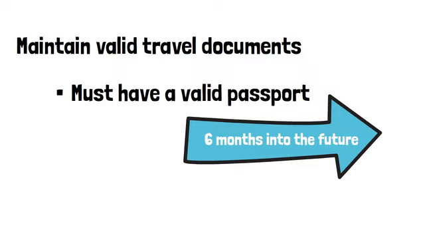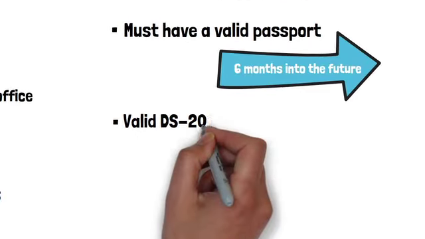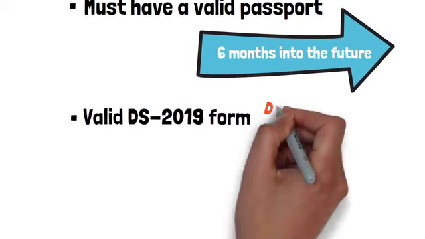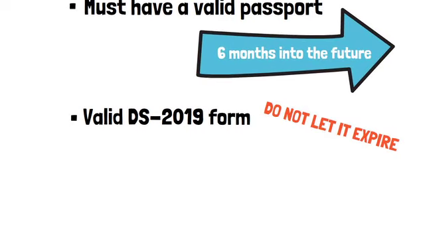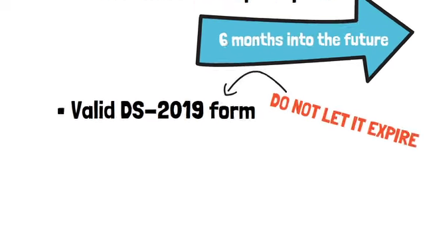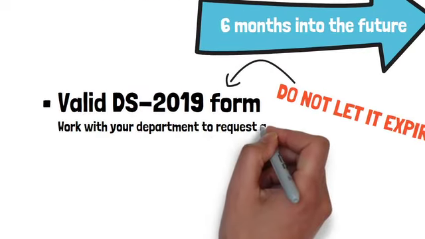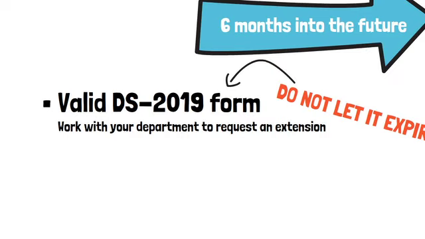your program. You must maintain a valid DS 2019 form. Do not allow your DS 2019 to expire. If you need additional time to complete your program objective, work with your department in advance of the program end date listed on your DS 2019 to request an extension.